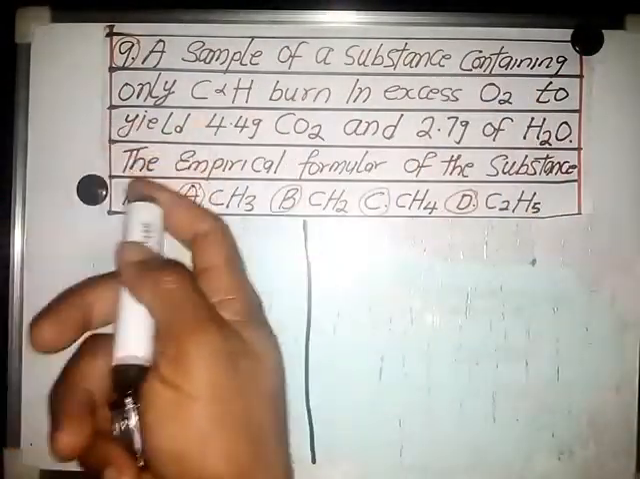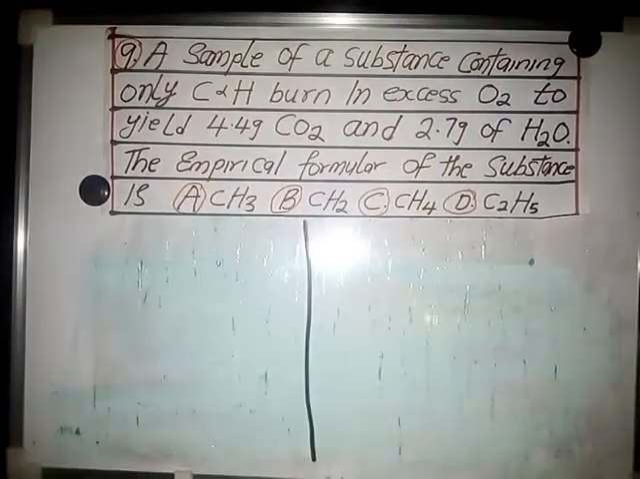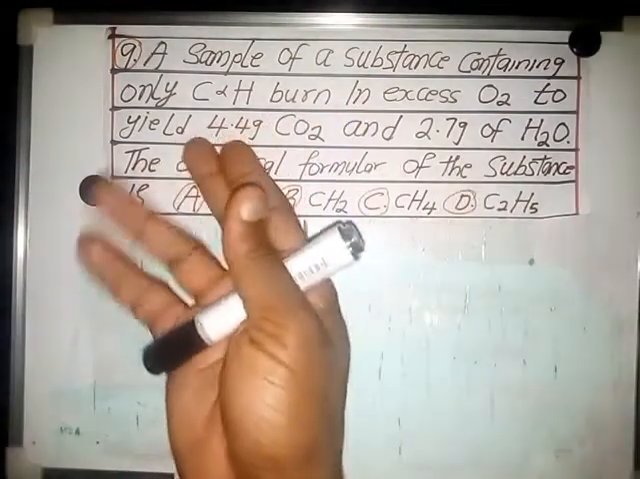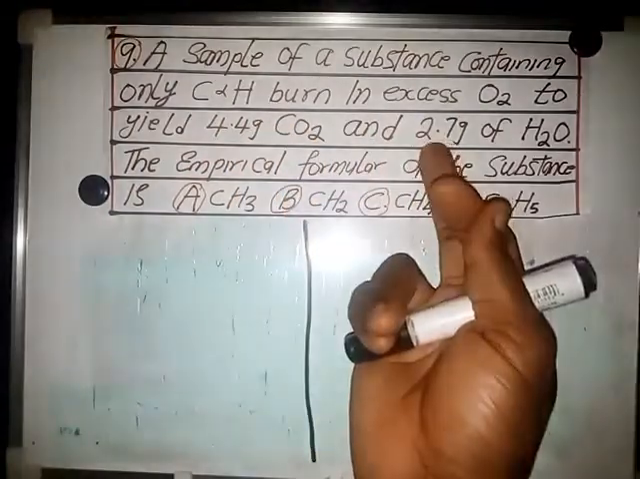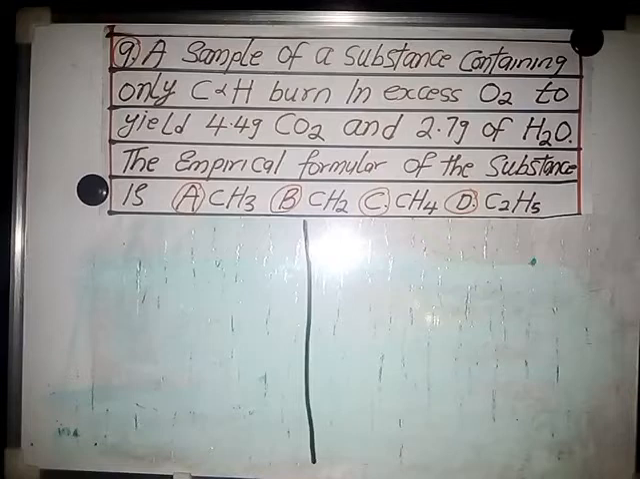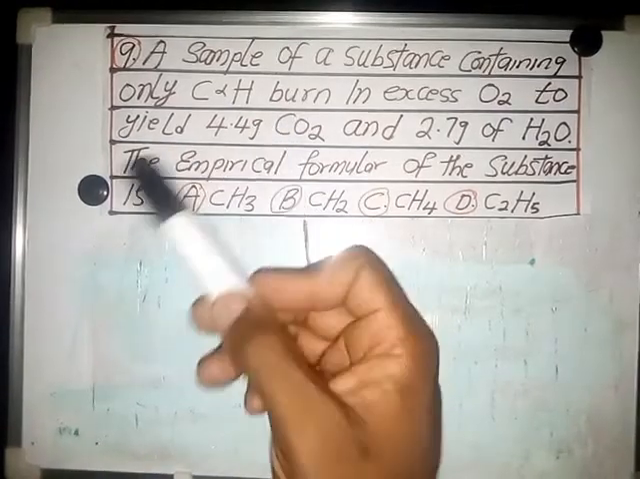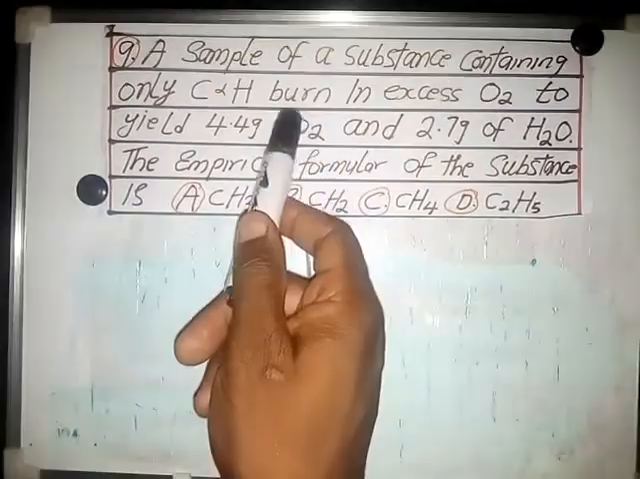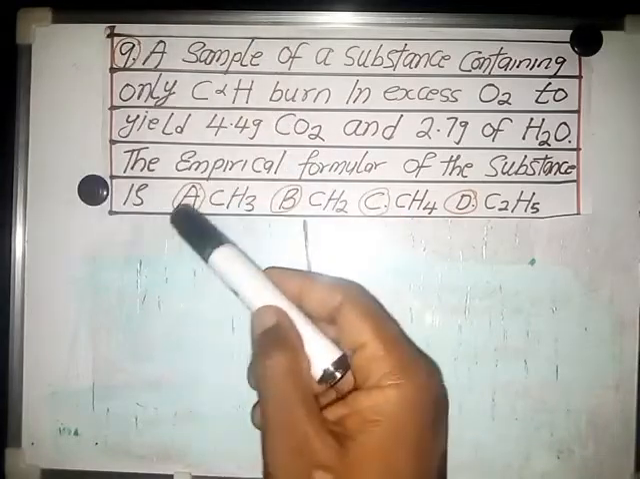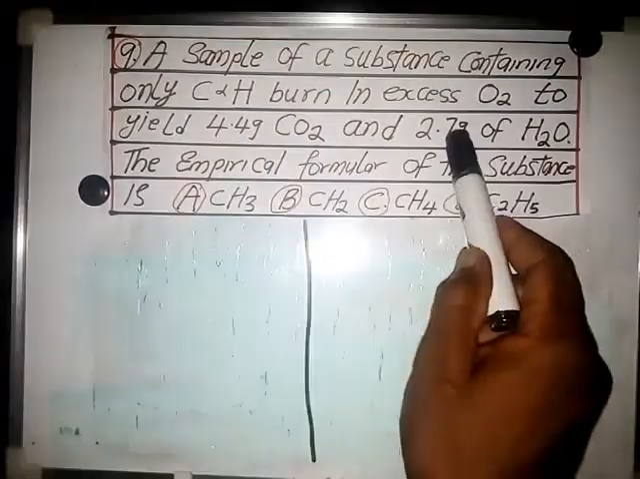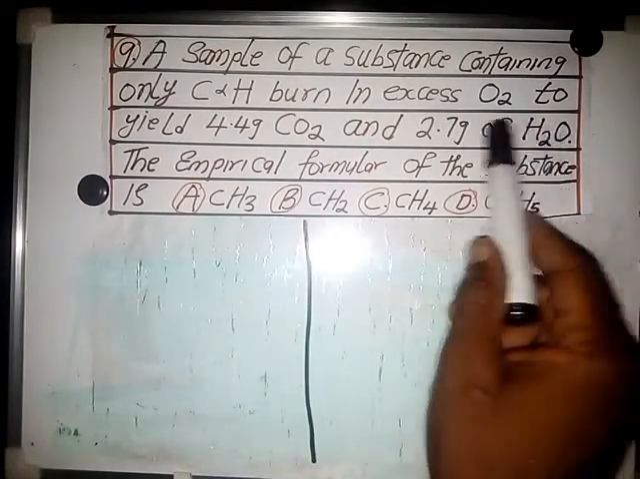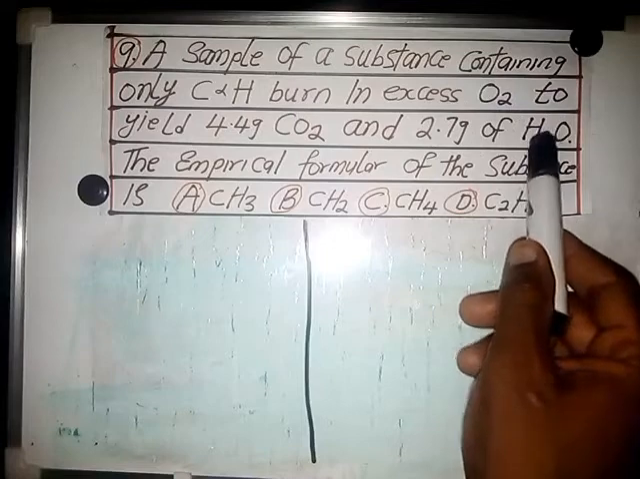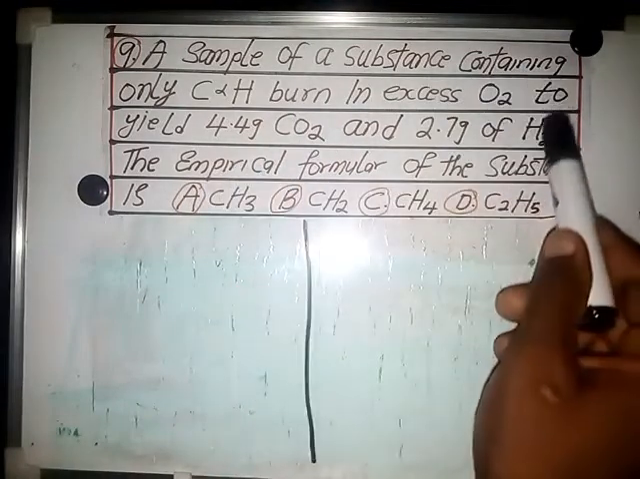Example: a substance containing only carbon and hydrogen is burned in excess oxygen to yield 4.4 grams of CO2 and 2.7 grams of H2O. The chemical formula of the substance is... We are given this combustion, 4.4 grams of CO2, 2.7 grams of H2O, just like the previous question. So first of all, we calculate the amount in mole of CO2. Then from there we can calculate the amount in mole of carbon. The same thing here, we calculate the amount in mole of H2O with this gram. Then from there we can calculate the one for hydrogen, because we're interested in carbon and hydrogen.